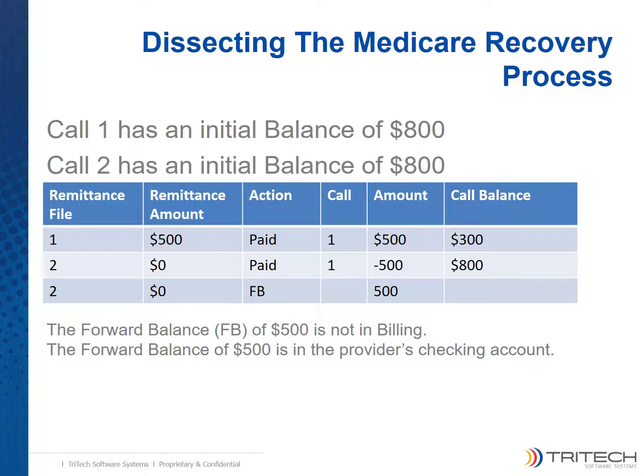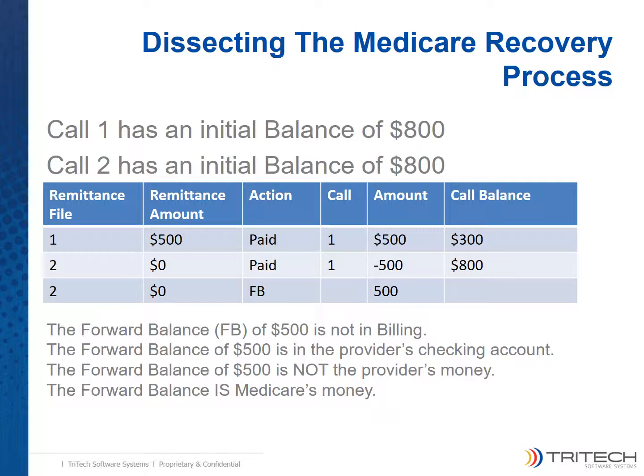The forward balance of $500 is still in the provider's checking account. But the forward balance of $500 is not the provider's money. That money is a forwarding balance from Medicare, Medicare money that is sitting waiting to be allocated to a future claim in a future remittance file. Again, the forward balance is Medicare's money. And at this point, the forward balance should be considered as an overpayment.